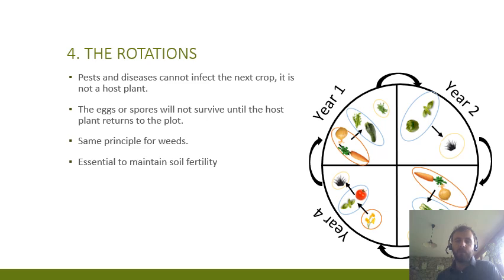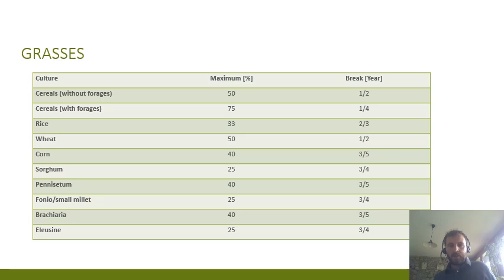It's the same principle for weeds, and it's also important to maintain soil fertility, to have crops every year that use different nutrients and are more or less demanding for the soil. As I've just said, it is important to allow sufficient time between two plantings of the same crop. Otherwise the eggs and the spores, when they hatch, will be able to attack the crop that you planted.